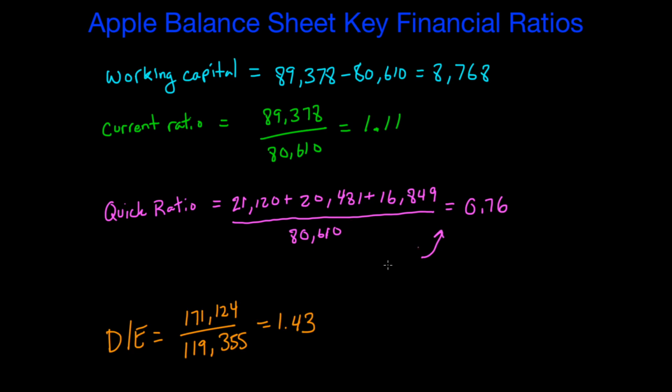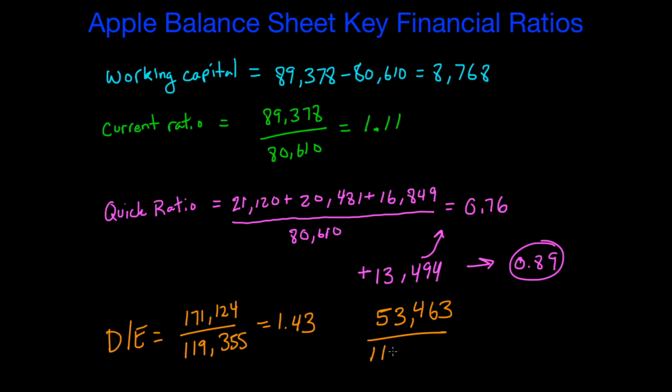Morningstar decided to add vendor non-trade receivables to liquid assets in their quick ratio calculation. So if we add that to our numerator, we do get the result that they got, which is 0.89. Also, Morningstar decides to use long-term debt only when calculating the debt-to-equity ratio, which is why they report it as 0.45, significantly lower than what we found. Now with these numbers, our values match Morningstar's.